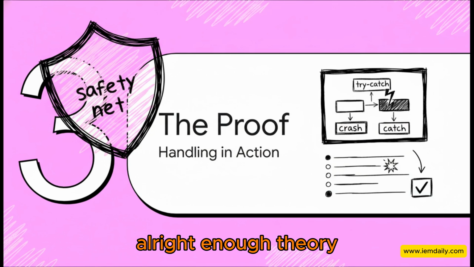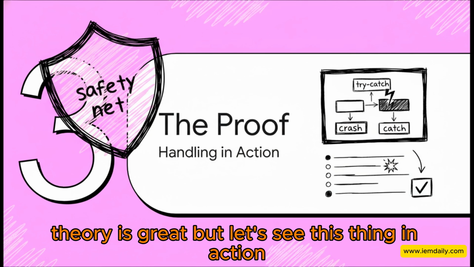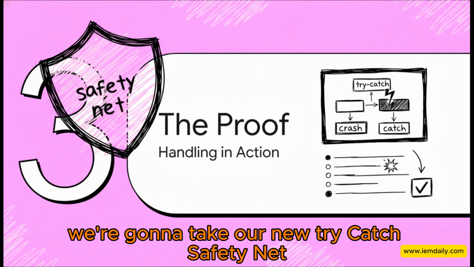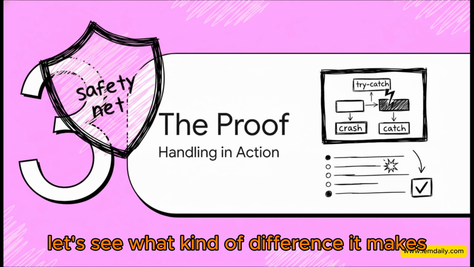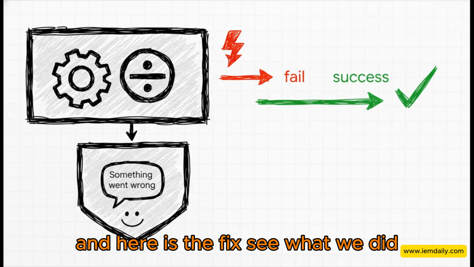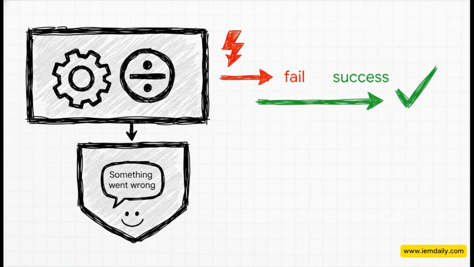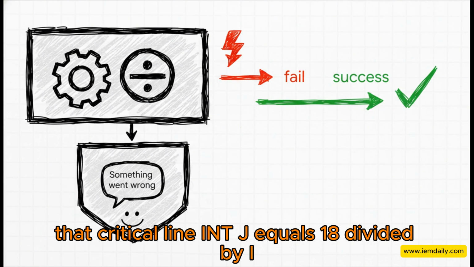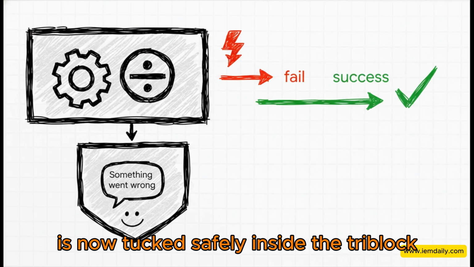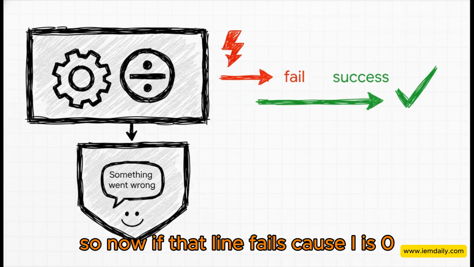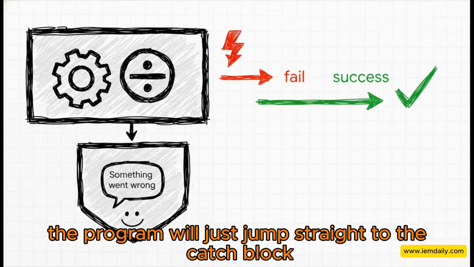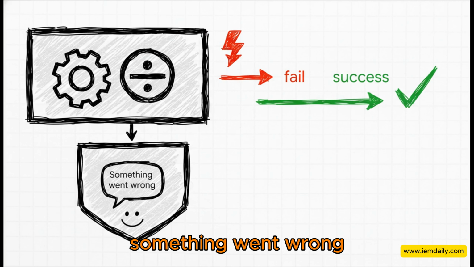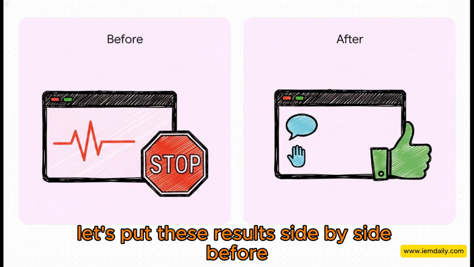All right, enough theory. Theory is great, but let's see this thing in action. We're going to take our new try-catch safety net and apply it to that original piece of code that crashed our program. Let's see what kind of difference it makes. And here is the fix. See what we did? That critical line, int j = 18 / i, is now tucked safely inside the try block. So now, if that line fails because i is 0, Java isn't going to crash. No, instead, the program will just jump straight to the catch block, and it'll print our friendly message, something went wrong. Let's put these results side by side.